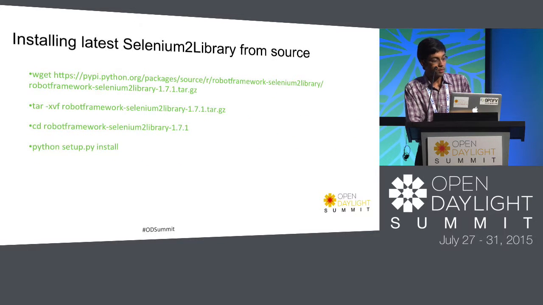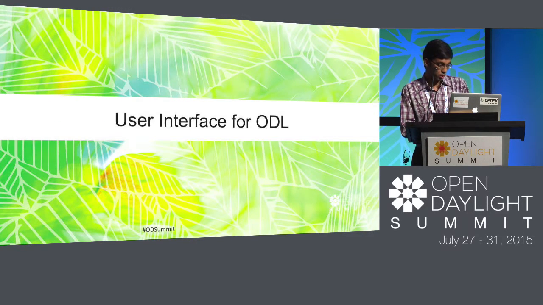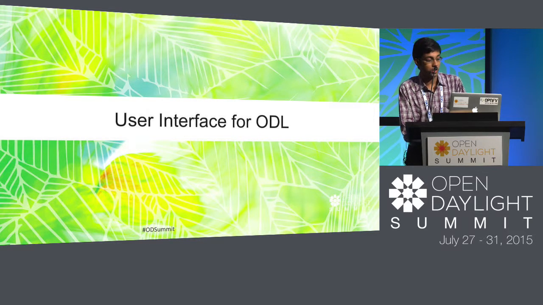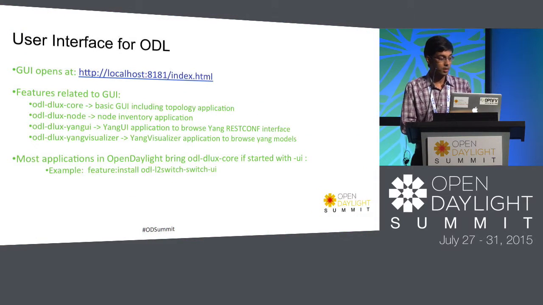First of all, Selenium 2 library, we installed it publicly in the Jenkins. So this is the way we have installed it, in the Jenkins build. So this is the user interface that I'm going to discuss. The UI opens at localhost port 8181 and index.html. Please note that it has changed in the Lithium version. Before, in Helium, it was /deluxe/index.html.